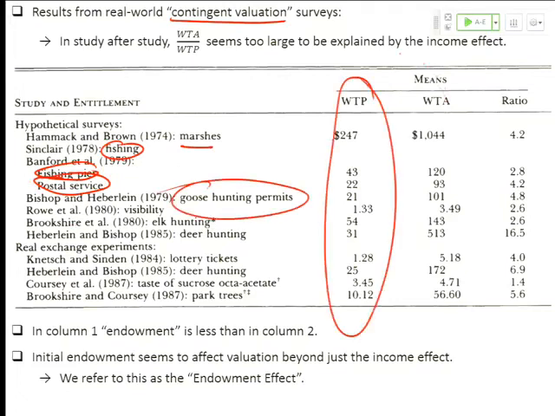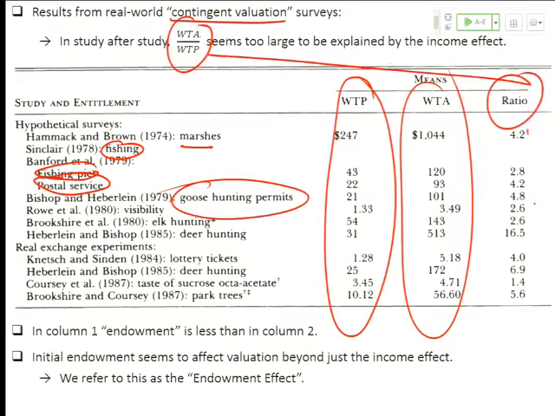And they've gone out and they've asked people their willingness to pay and their willingness to accept. And this is the ratio of those two things. And we get numbers, none of them are less than 2, and we get as high as 16.